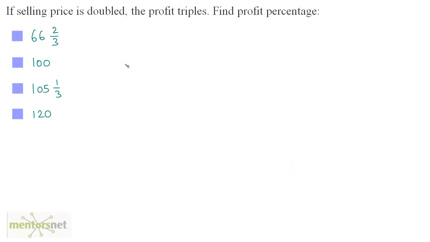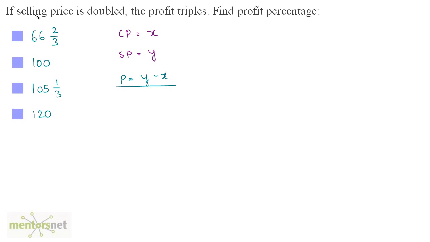If the selling price is doubled, the profit triples. You have to find the profit percentage. Well, let us assume that the cost price is equal to X rupees. And let us also assume that the selling price is equal to Y rupees. So the profit here will be equal to selling price minus cost price, which is Y minus X. So we have the profit.